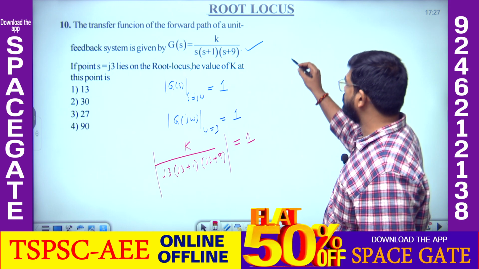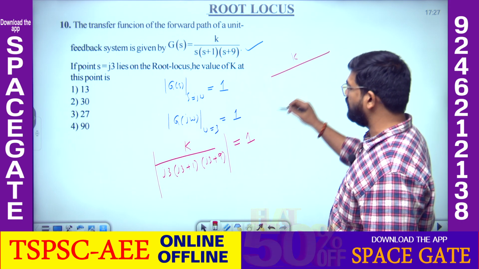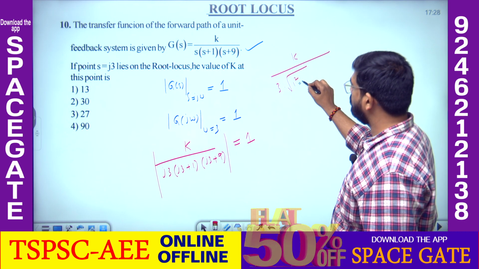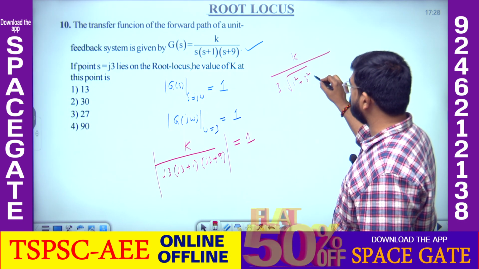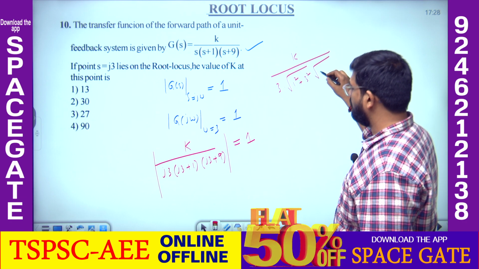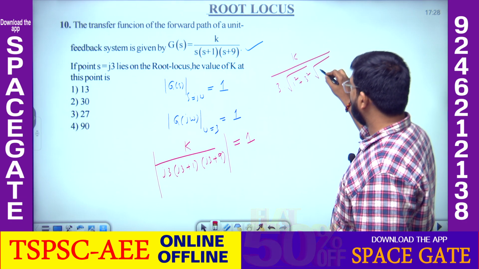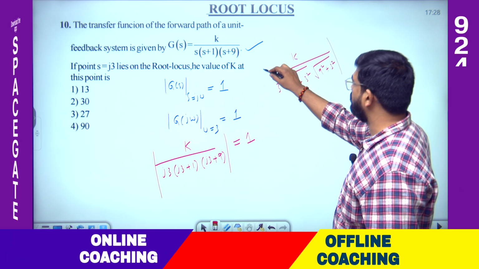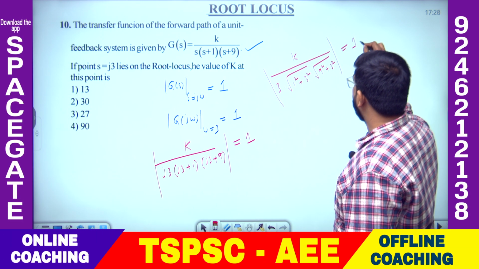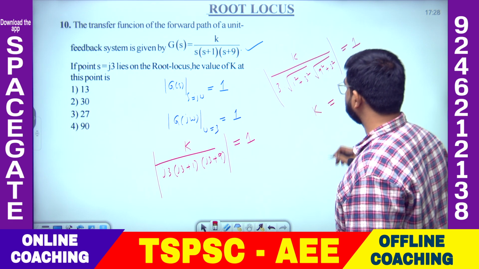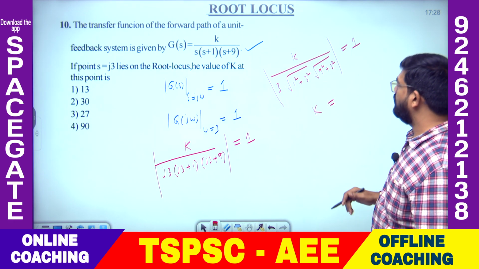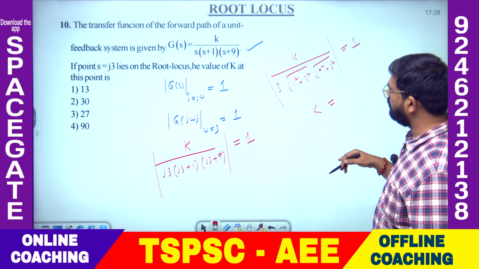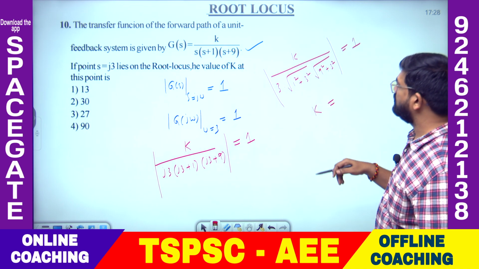So, K by magnitude if you find, this is 3 into square root of 1 square plus 3 square, means real part square plus imaginary part square. And here also, if you do 9 square plus 3 square, if you find the magnitude and equate it to 1, further if you simplify this, how much do we get? If you simplify further, what will be the result we get?